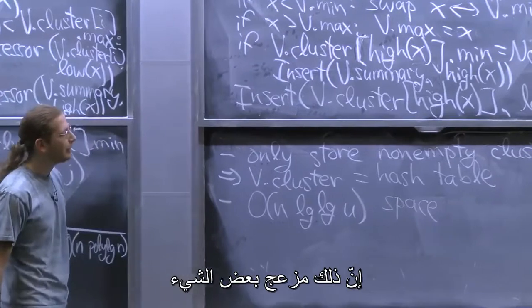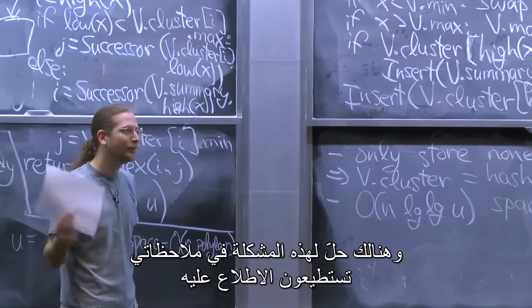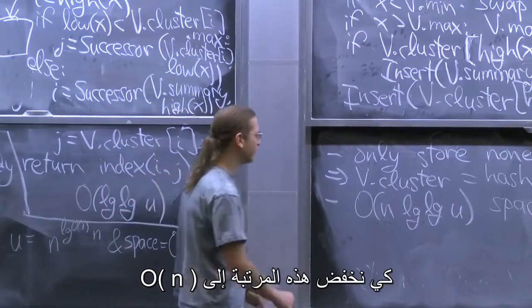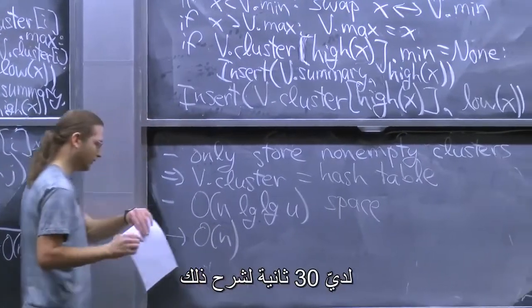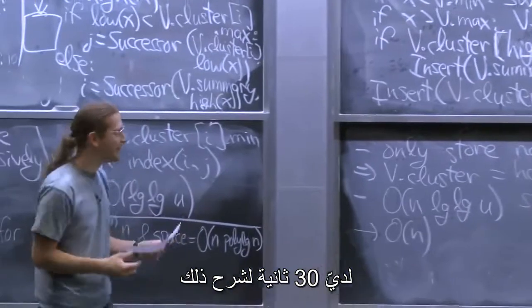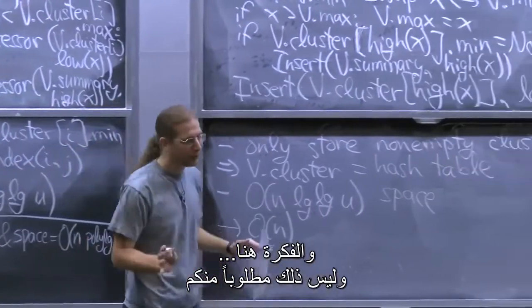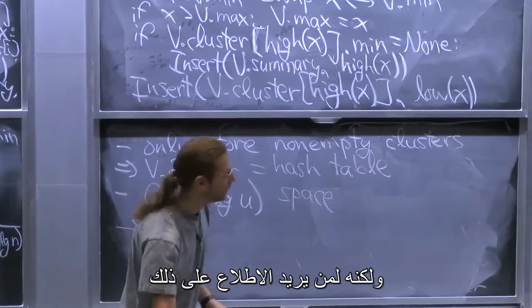It's kind of annoying. There is a fix, which is in my notes. You can read it, for reducing this further to order n. But okay, I have 30 seconds to explain it. The idea is, you're not responsible for knowing it. This is just in case you're curious.